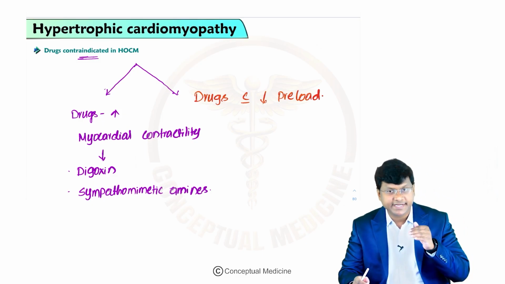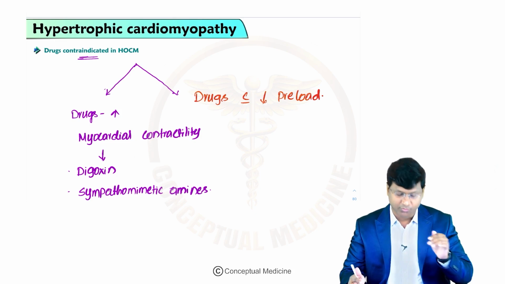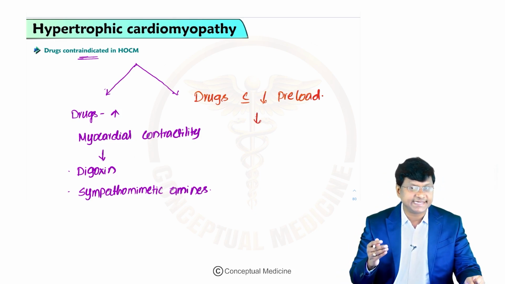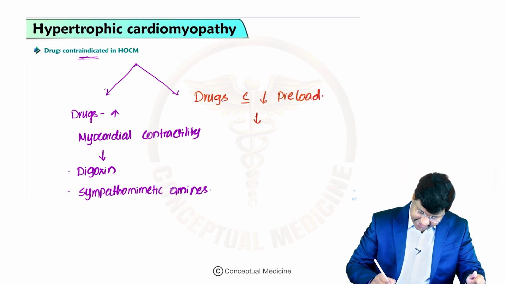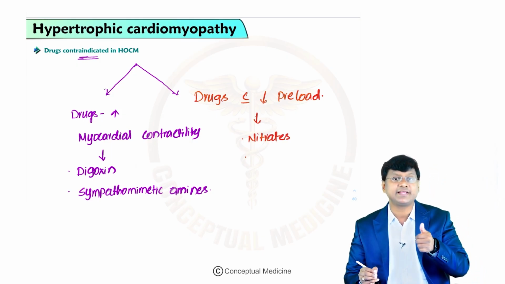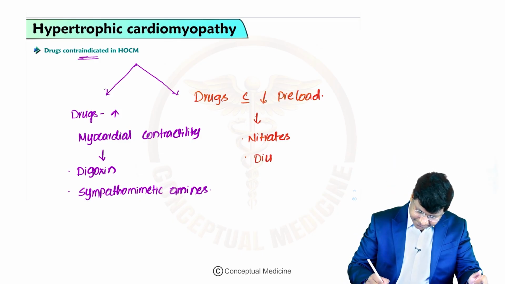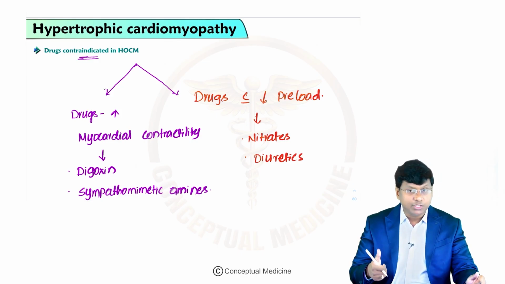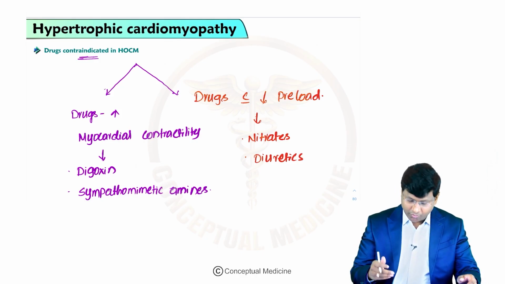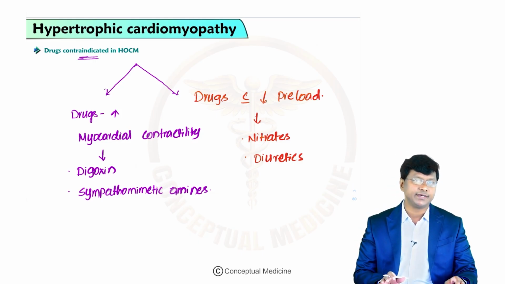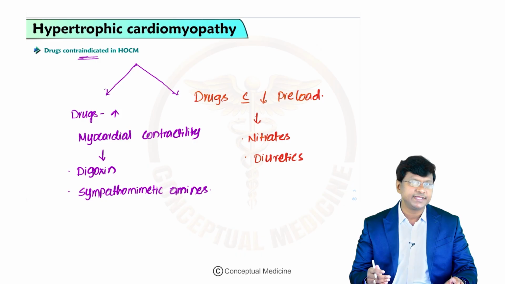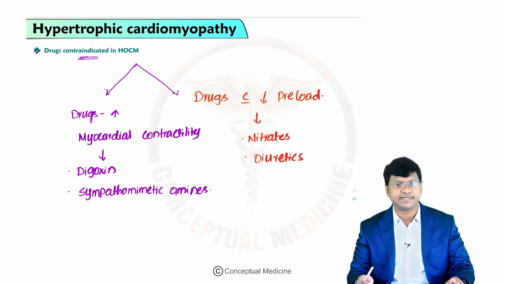See, the drugs which will decrease the preload will decrease the ventricular volume. Now, once there is a decrease in ventricular volume, what will happen to the obstruction? Obstruction increases. Example, the nitrates. Right, nitrates, they will increase the obstruction. Then diuretics, they will also increase the obstruction. So once the obstruction increases, the cardiac output decreases. So these are the drugs contraindicated: the drugs that increase the myocardial contractility, that is digitalis and sympathomimetic amines, and the drugs which decrease the ventricular volume or preload, that is nitrates as well as diuretics.